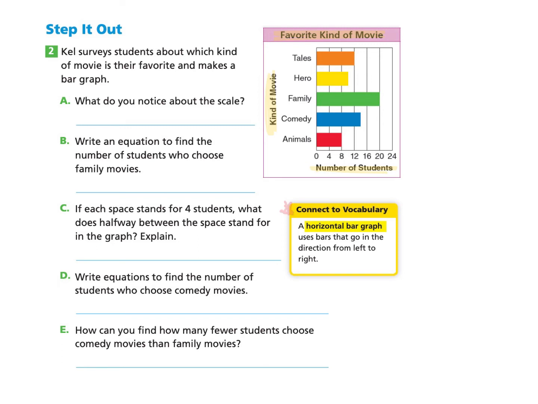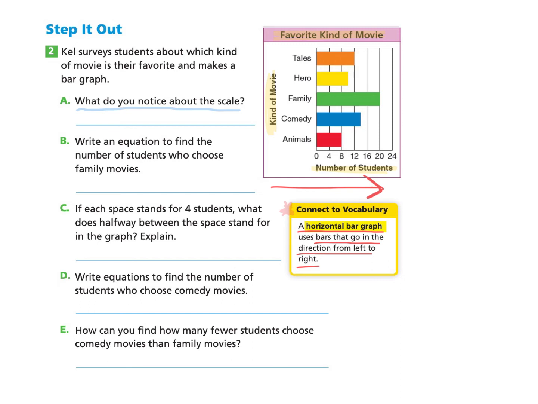We need to look at the Connect to Vocabulary to see that this is a different type of graph. This is a horizontal bar graph. It uses bars that go in the direction from left to right. So we're going to be seeing bars that go from left to right. So now let's take a look at Part A. What do you notice about the scale?